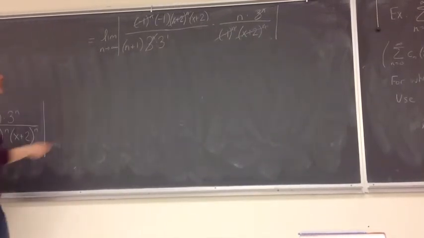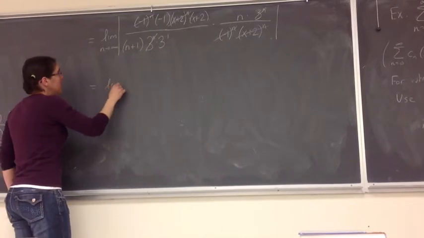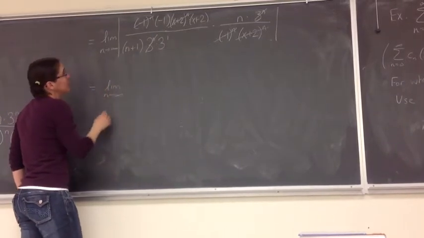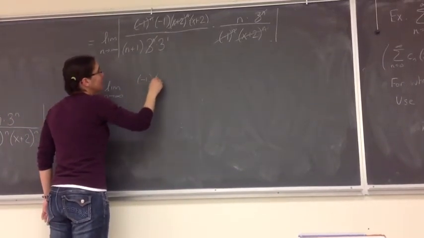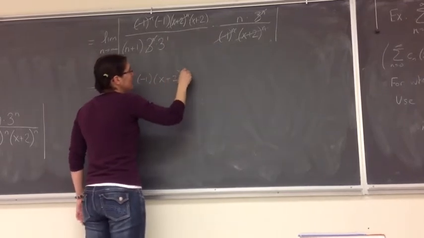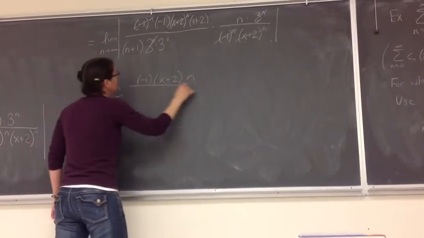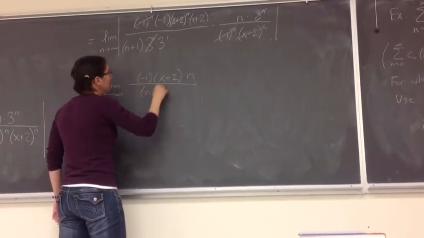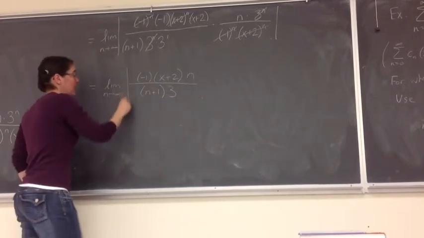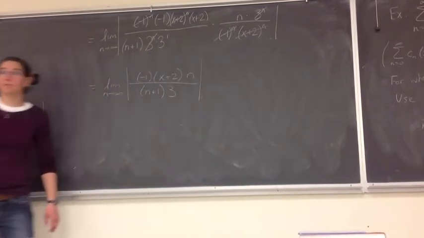and we are left with the limit as n goes to infinity of negative 1 times x plus 2 times n over n plus 1 times 3. And I still have the absolute value bar.